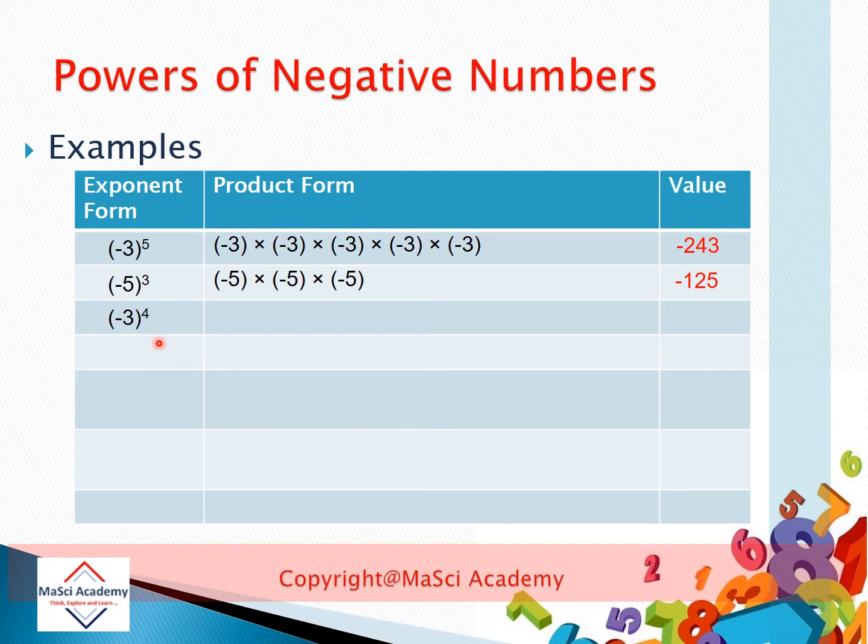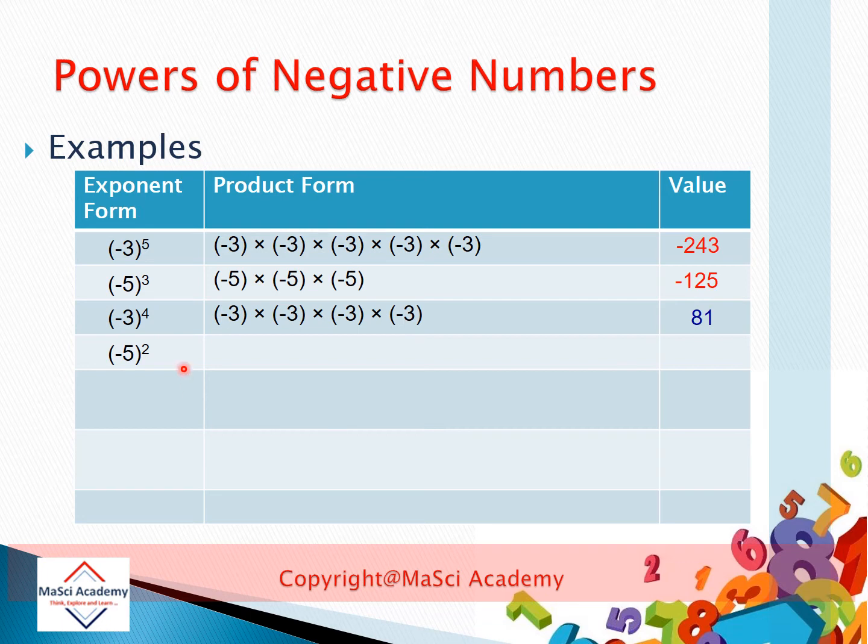Minus 3 to the power 4. This is written as minus 3 multiplied by itself 4 times in the product form and evaluates to plus 81. Here 3 is multiplied by itself 4 times to get 81, and the minus sign is multiplied by minus sign 4 times to get positive sign. So if we have even power for a negative number, then the answer is positive. But if we have odd power for a negative number, then the answer is negative.